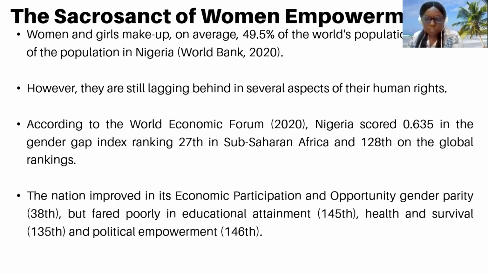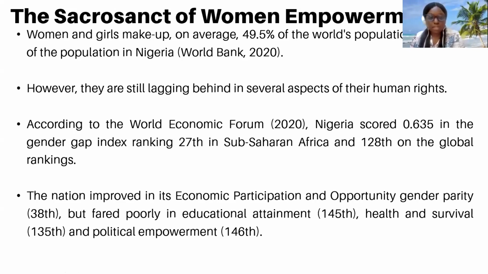One interesting thing we found while doing this analysis is that even though women make up half the sky, so about 50% of the world's population is women, and about 49% of the population in Nigeria are also women, they are still lagging behind in several aspects of their human rights. And even in the latest reports by the World Economic Forum, the Gender Gap report, Nigeria is still lagging behind, even though it has made some significant improvements. It ranks 27th in Sub-Saharan Africa and 128th on the global rankings.